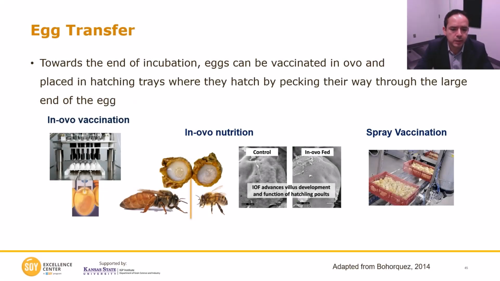And I told you that around 18 days, the eggs are going to be transferred from the incubators to the hatchers. So towards the end of the incubation, eggs can be vaccinated in ovo. As you can see here, in the in ovo vaccination, the machine touches the eggs, and if there is an egg that is cold, that means that there is no embryo developing inside the egg. So the cold eggs are removed, and this helps because it reduces the problems with contamination in the hatchers.